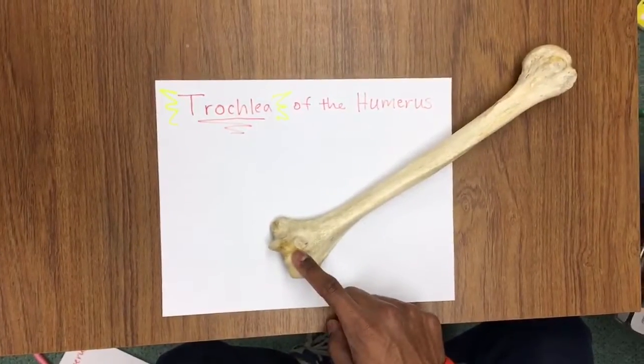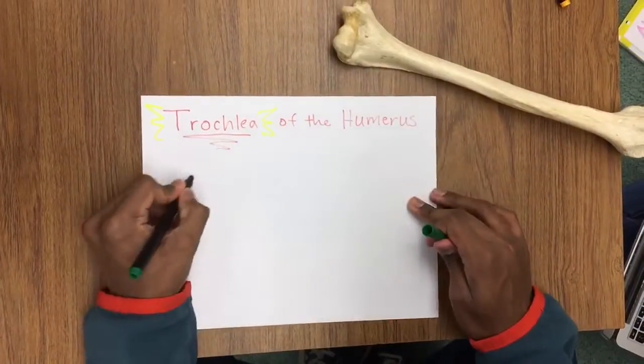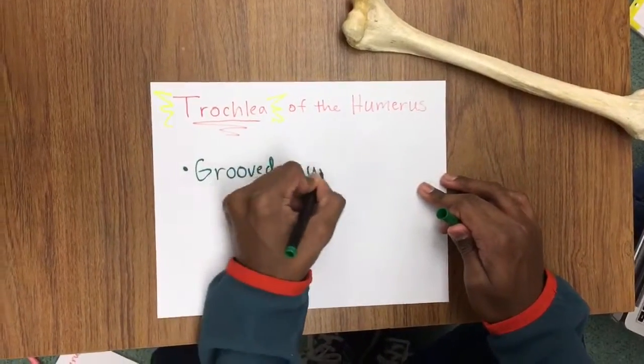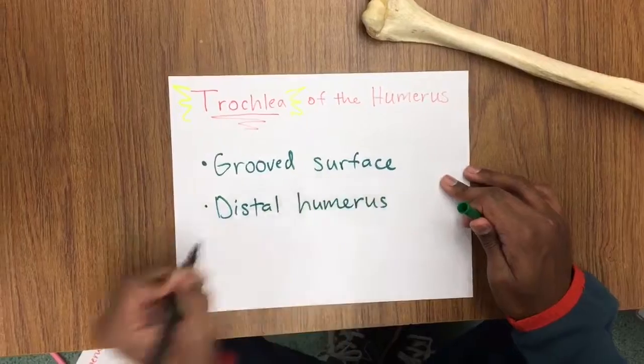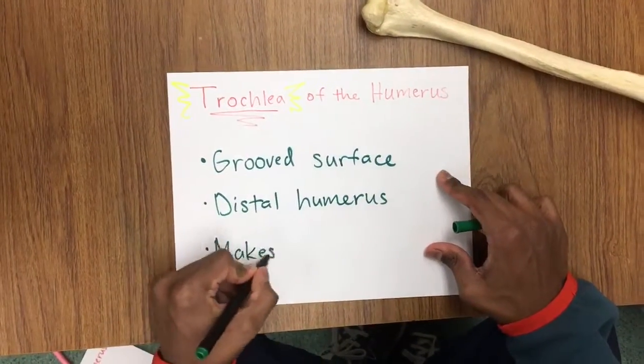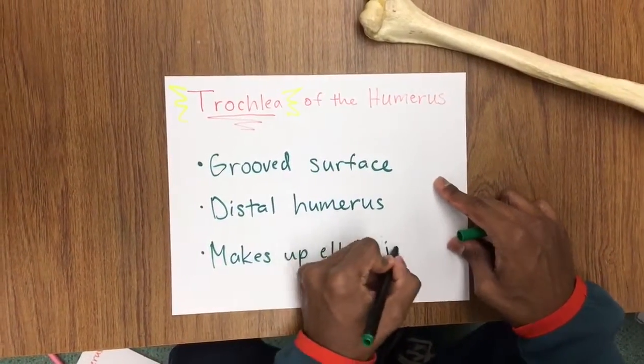This is the trochlea of the humerus. It's a grooved surface on the most distal end of the humerus. This surface allows for a pulley-like process for the hinge joint that it forms. It articulates with the trochlear notch of the ulna to make up the elbow.